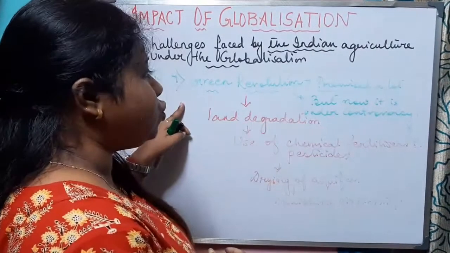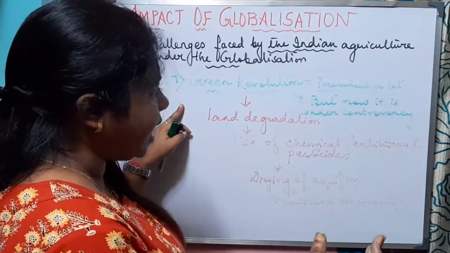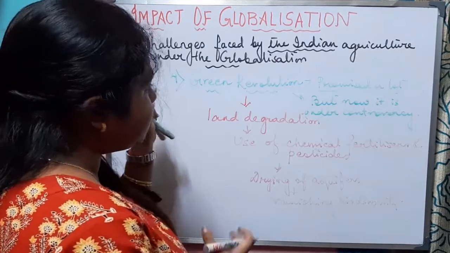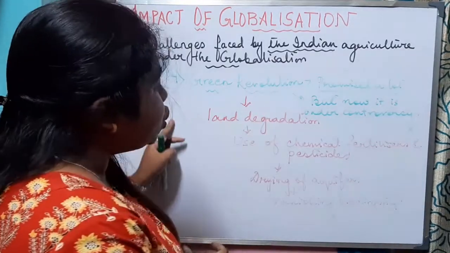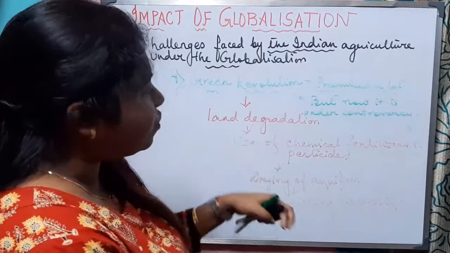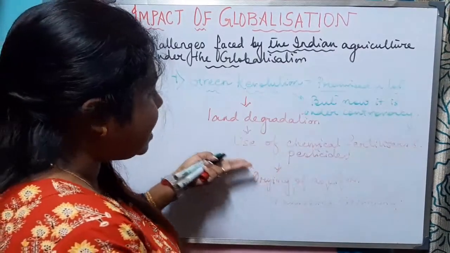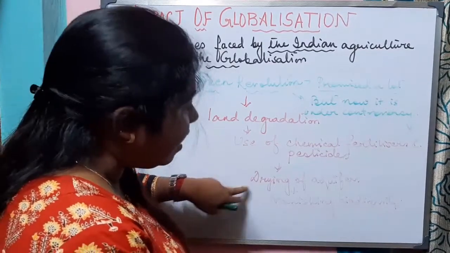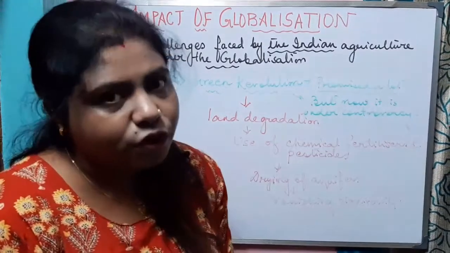That means the Green Revolution, though it promised a lot at that time, is itself under controversy now, because it is believed that due to overuse of chemical fertilizers and pesticides, it caused degradation of land, drying of aquifers and vanishing of biodiversity.